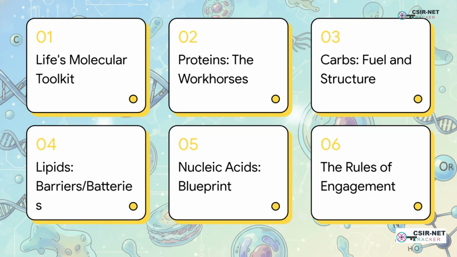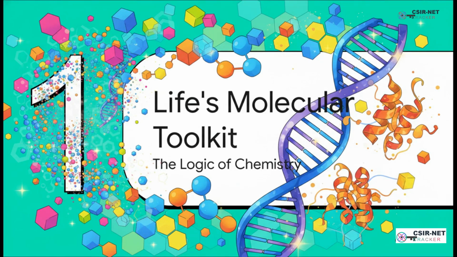Here's our game plan. We're going to start with the basic logic of how life builds things. Then we'll meet the four major players: proteins, carbs, lipids, and nucleic acids. And finally, we'll get into the fundamental rules that make them all play together so nicely. So first up, life's molecular toolkit.